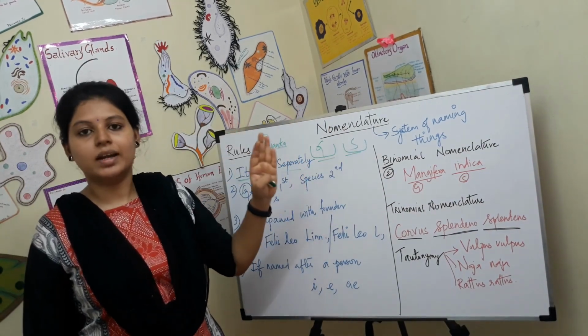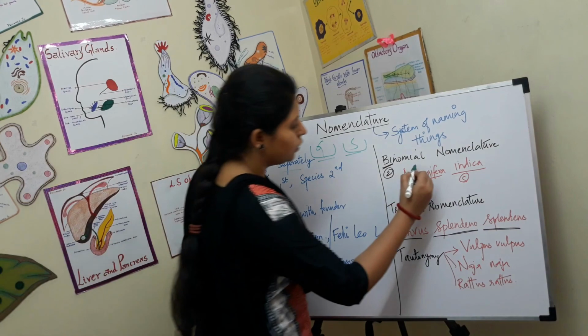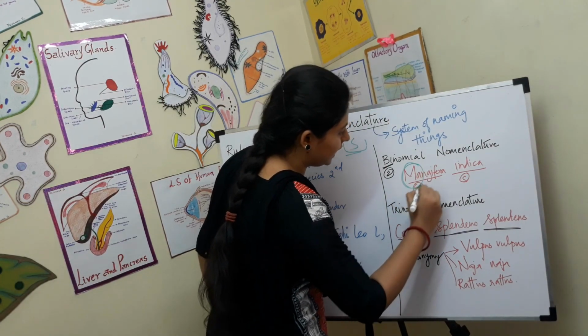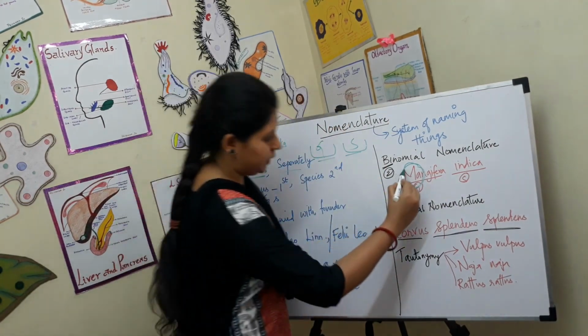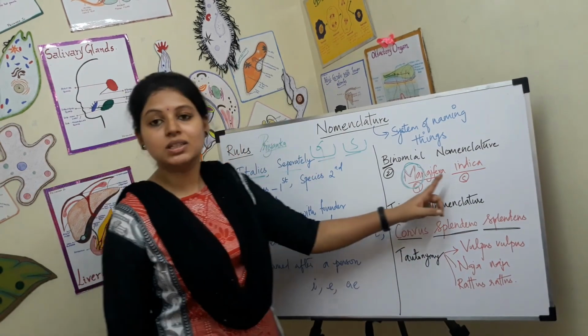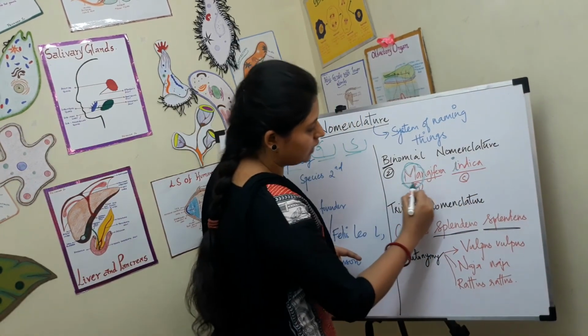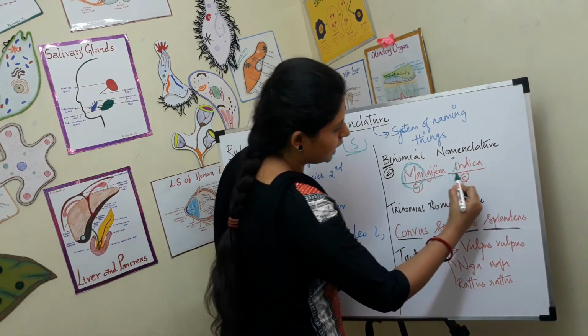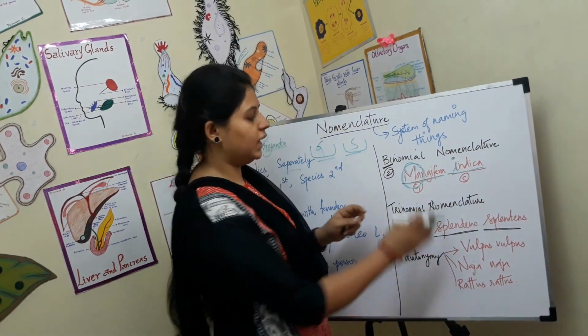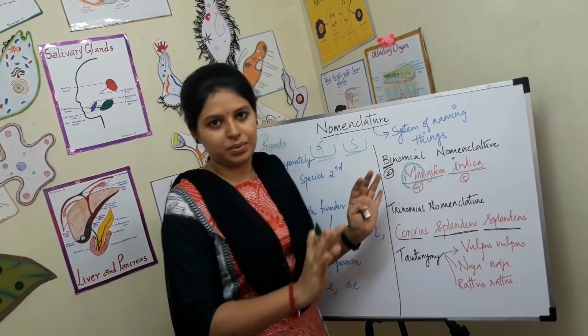Now the genus, whenever you write the genus name, you have to start it with a capital letter. And the species name, you should always start it with a small letter. Now write the genus name separately, write the species name separately, and underline separately.